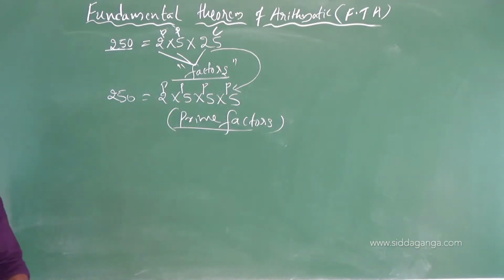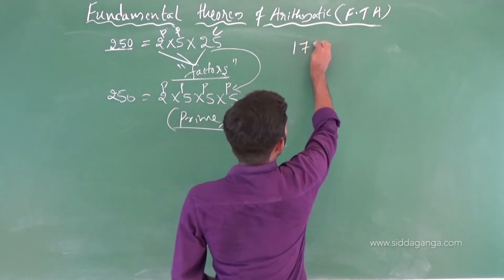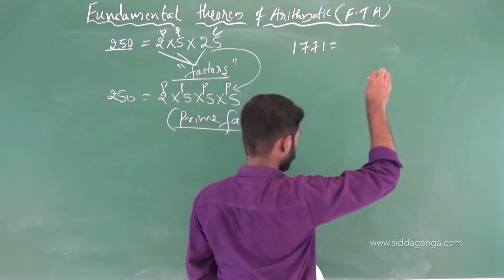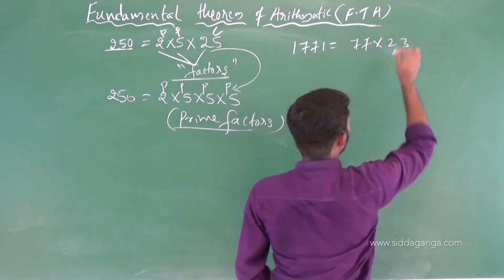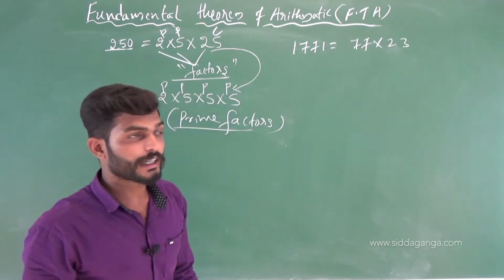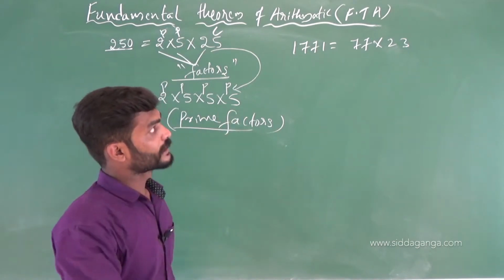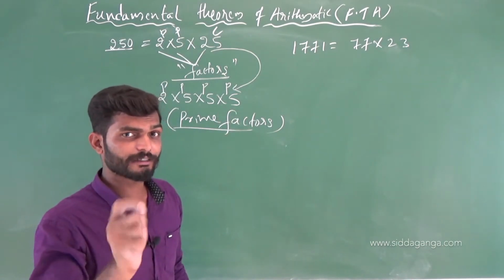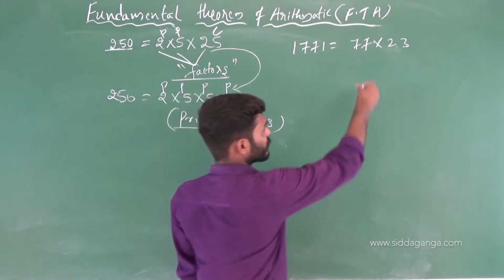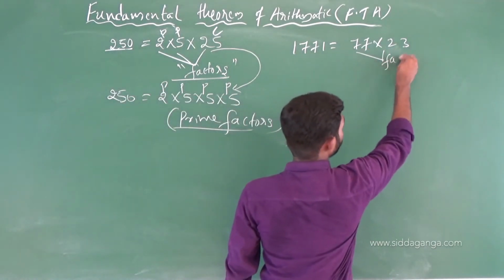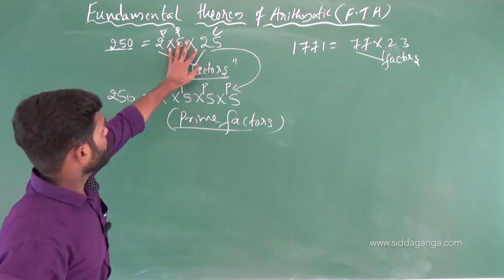What are they saying? 1771. I write it like this. Do the multiplication of 77 and 23, you will get 1771. Now can I call those 77 and 23 the factors of 1771? Yes, I have to call that. Right? These are simply factors of 1771. These are the factors of 250.